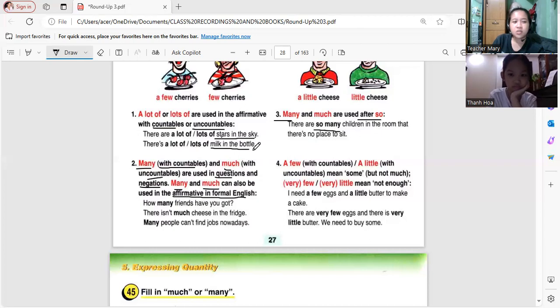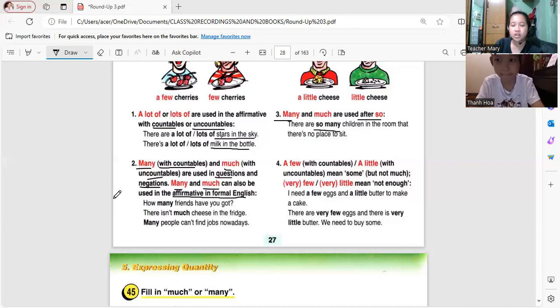There are so much water under the sofa. There are so much water. Okay, very good. Let's make more examples, Pan, so that you could really understand how to use so much and so many. Okay?